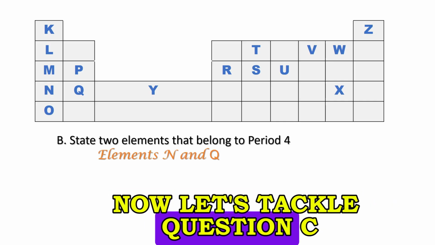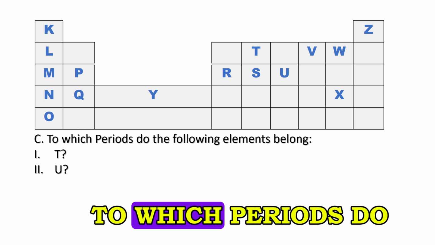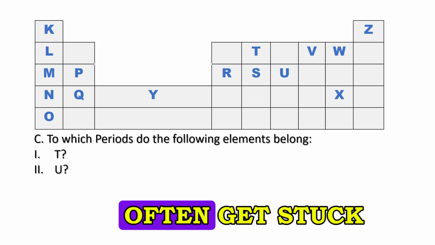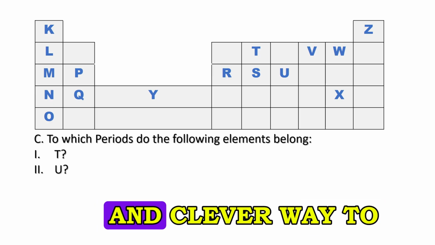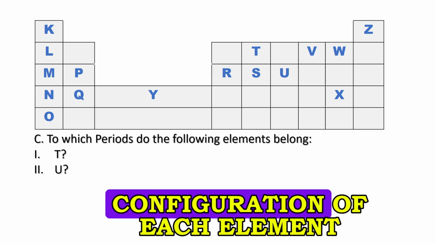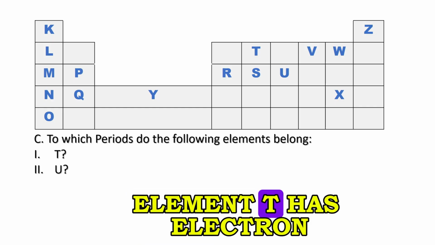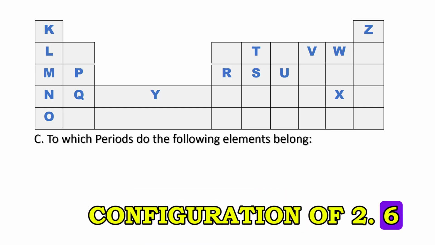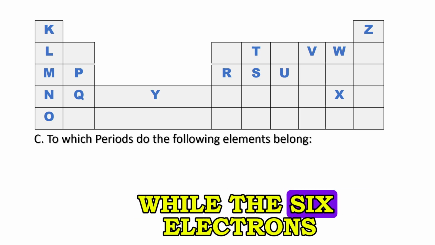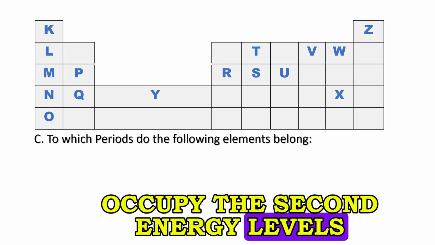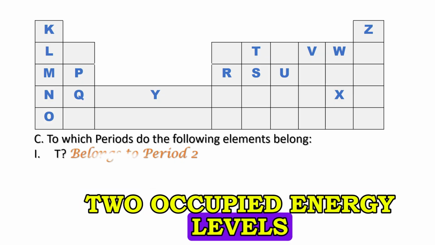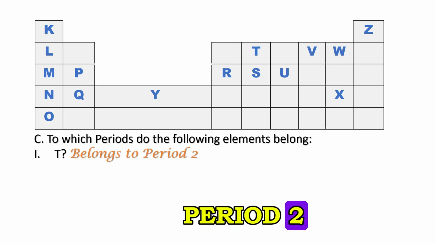Now let's tackle question C, which asks, to which periods do the following elements belong? Here's where many students often get stuck, but there's a quick and clever way to crack it. The secret lies in the electron configuration of each element. Element T has electron configuration of 2,6. The 2 electrons occupy the first energy level, while the 6 electrons occupy the second energy level, meaning element T has 2 occupied energy levels, and therefore belongs to period 2.